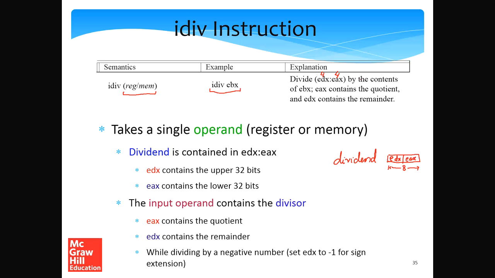Now in this case we are dividing it by the divisor. So what is the divisor? The divisor is this argument, which in this case is EBX, right? So the divisor is source 1.